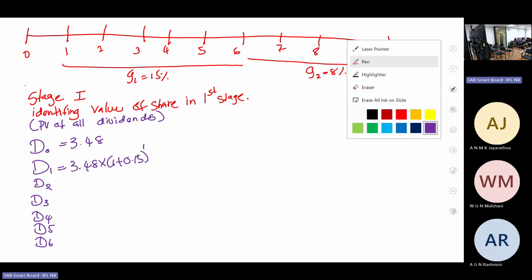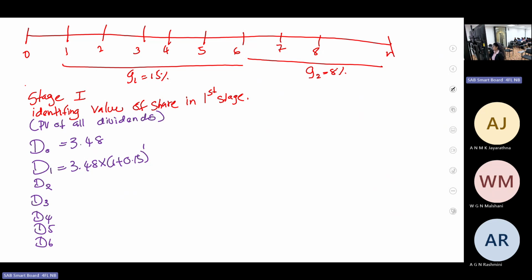So then divide that answer by 1 plus the required rate of return to the power 1. Right? Then the second one: $3.48 multiplied by 1 plus 0.15 to the power 2. Third year dividend: 3.48 multiplied by 1 plus growth rate 0.15 to the power 3.